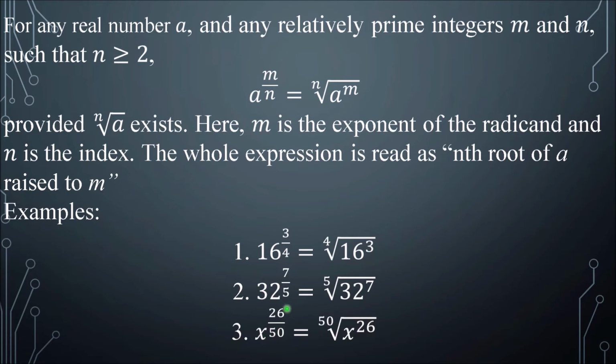x raised to 26 over 50 is equal to the 50th root of x raised to 26. Same thing, same reason. The denominator is 50, the index is 50. The numerator is 26. The exponent of the radicand is 26.